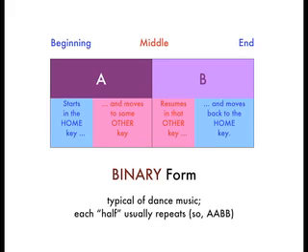The A section starts in the home key and then moves to some other key, and that A section ends with a full cadence in the other key. So on the one hand, it sounds like a complete ending, except we know it's not really over because we've ended in a different key from the one in which we started. So the B section then resumes activity in that other key and then moves back to the home key and finishes with a full cadence in the home key.